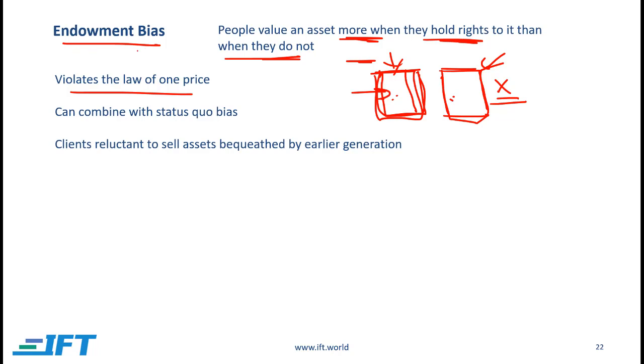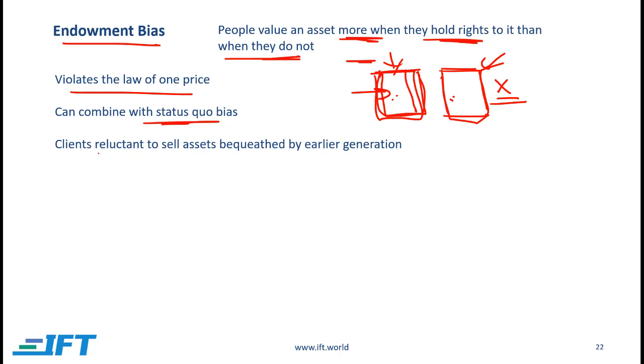Now, the endowment bias can combine with the status quo bias. Remember, with status quo bias, we say that when we already own assets or we have some investments, we tend to just stick with them. We don't want to do the analysis. We don't want to think about what to do with the assets. So we just stick to them. Now, how does that link with the endowment bias? With the endowment bias, we also have a tendency to just stick to assets that we've owned from before or that we hold rights to. So the implication of both is to just hold on to our assets.